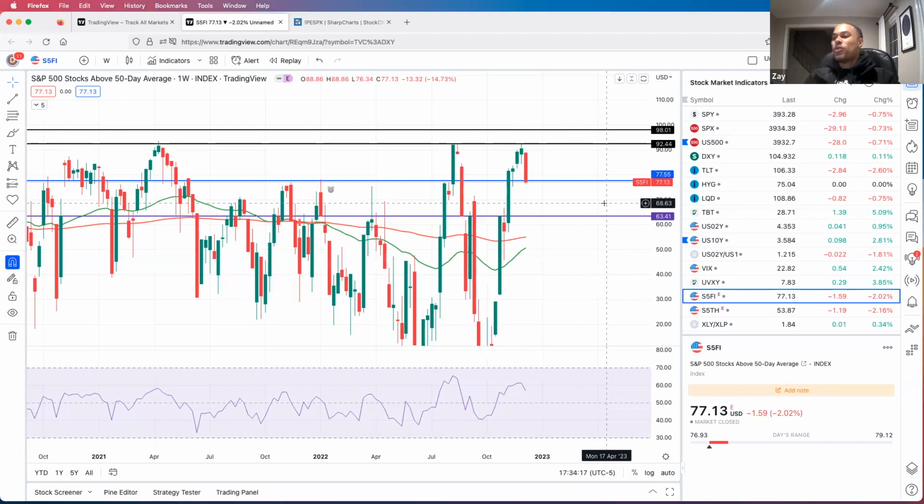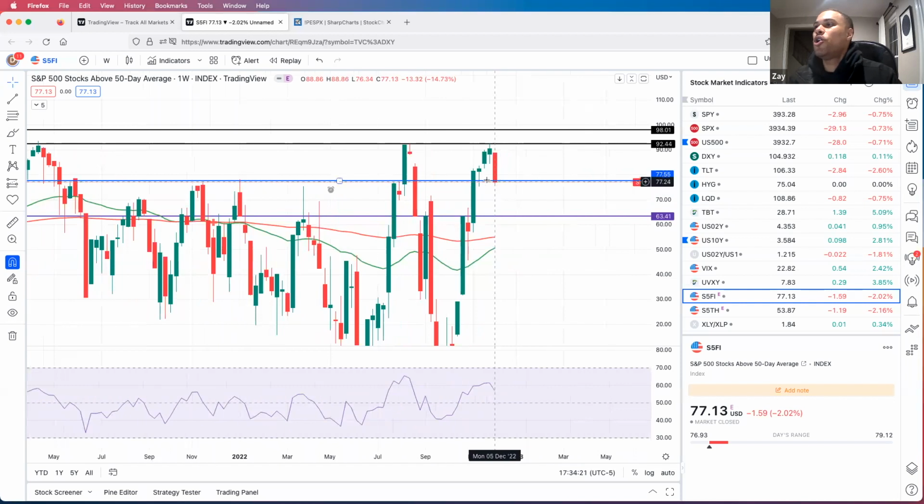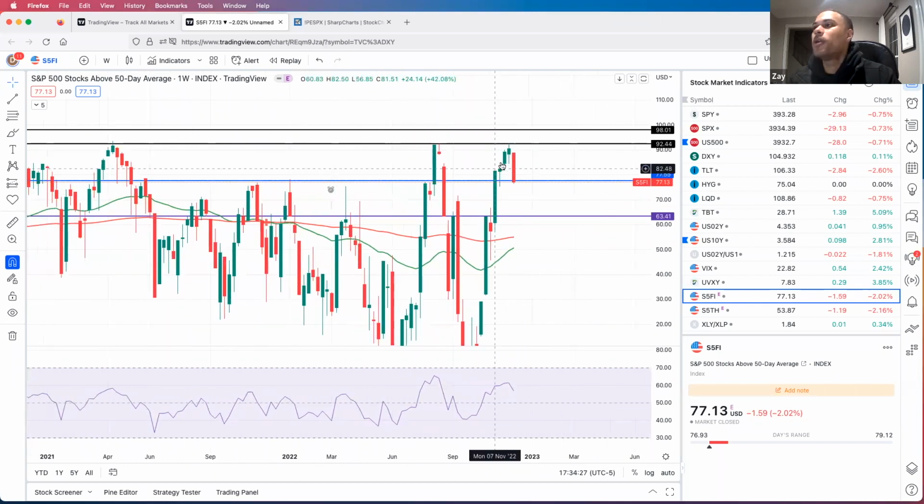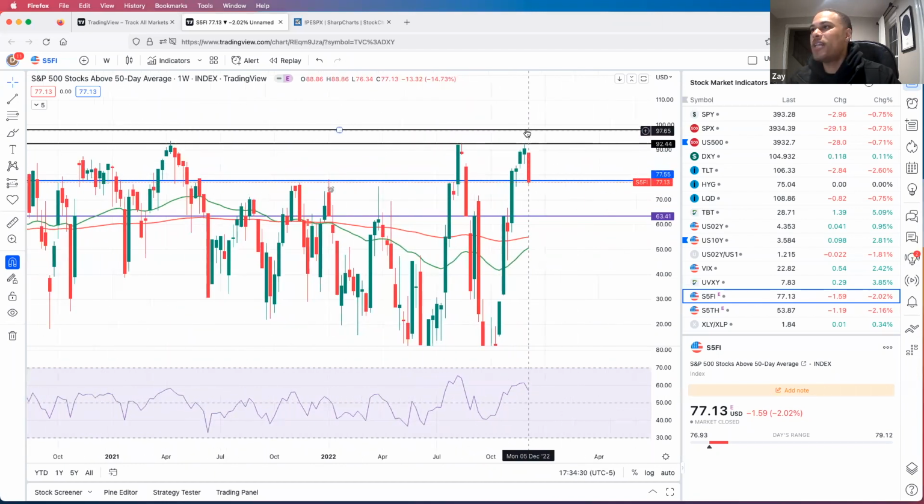So when we look at the stocks above the 50-day average, now we're at this critical area, right? We could keep breaking down, meaning the market will keep breaking down, or there was one point in time where I saw us make a push to 98.